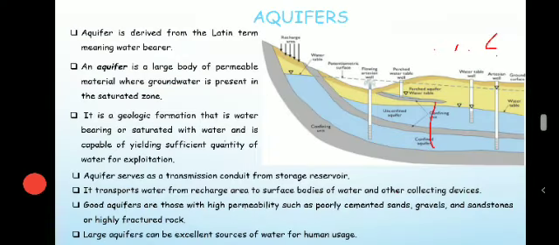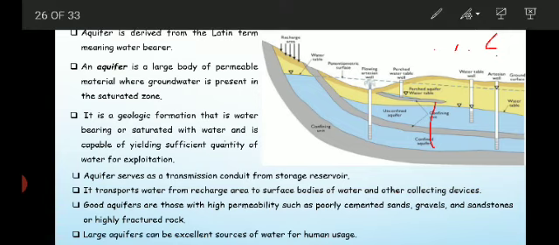Then, large aquifers can be an excellent source of water for human usage. In big or large aquifers the yield will be more. These aquifers yield a good quantity of water, so they are excellent sources of water for human usage.